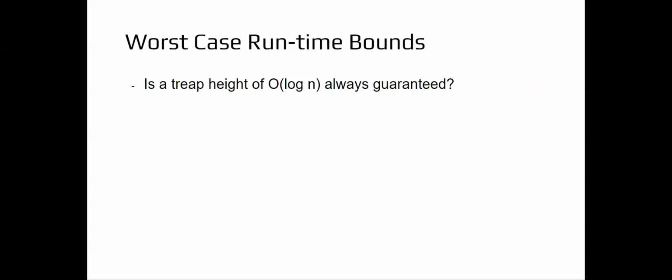So worst case runtime bounds. One question is, is a treap height of O(log n) always guaranteed? In the earlier example, I did say that the treap aims to fix the linked list looking tree problem, but unfortunately it cannot guarantee that it'll fix it. Let's take a look at this technically valid treap.